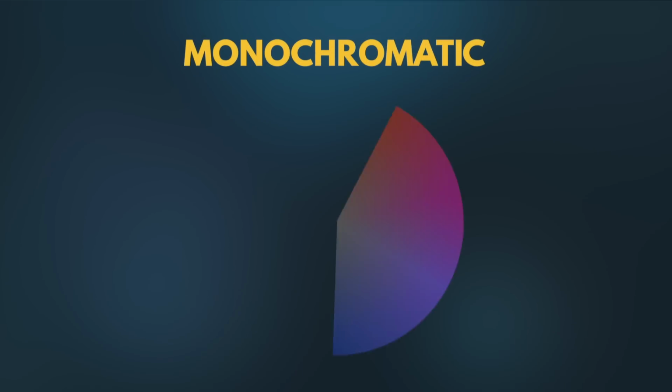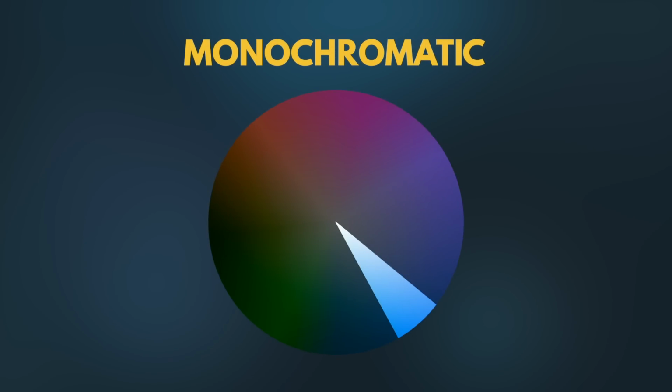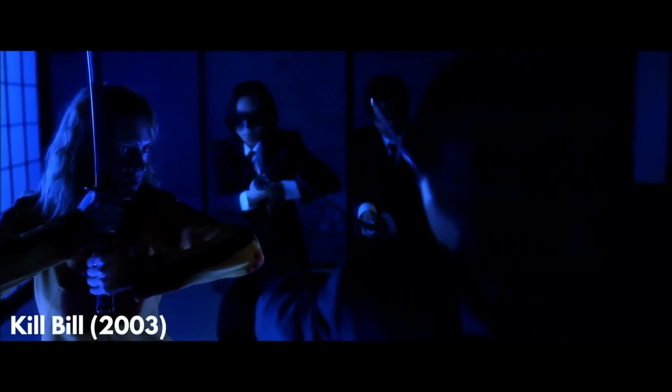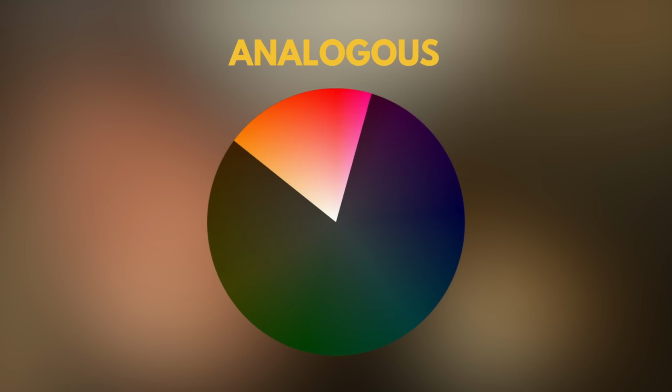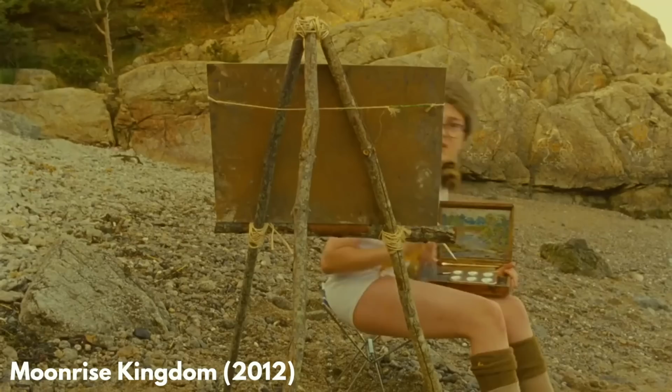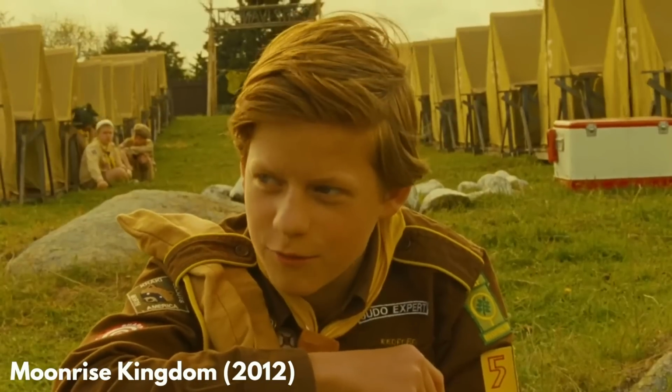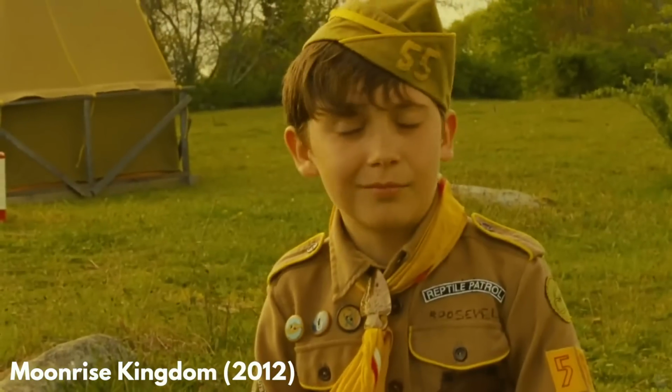If you choose for your film a monochromatic or single hue color scheme, this means your film is tinted primarily with just one color, like this scene from Kill Bill. An analogous color scheme uses colors that sit next to each other on the color wheel. Wes Anderson's Moonrise Kingdom is an excellent example of this.